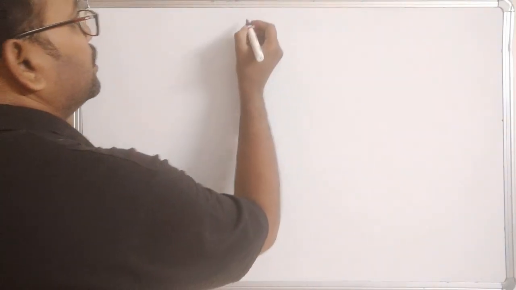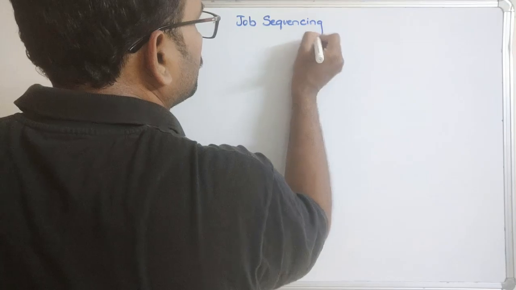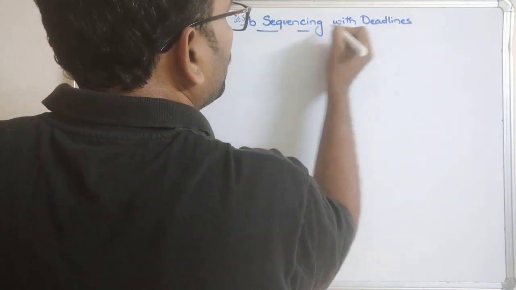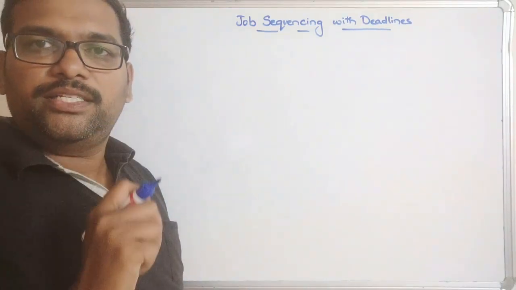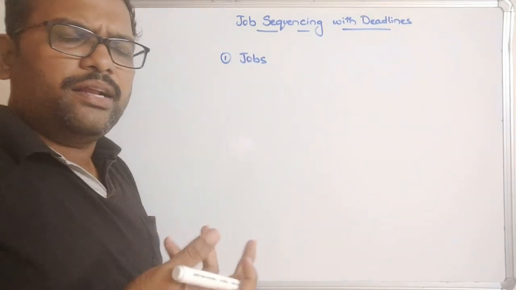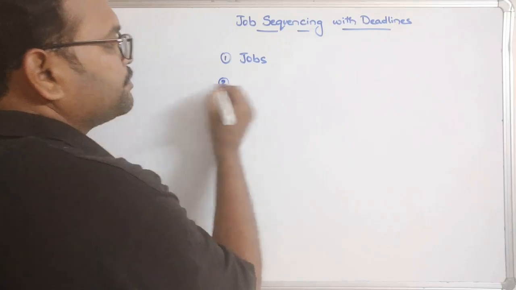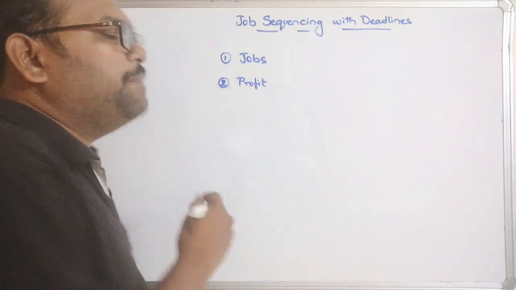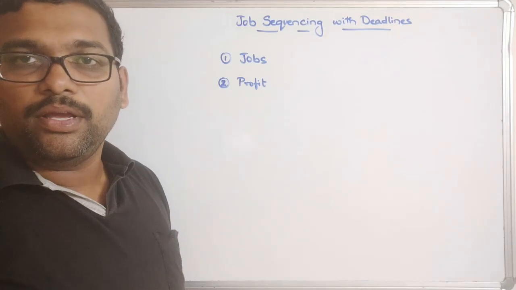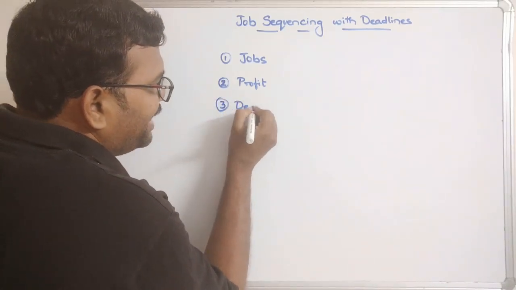So the problem is job sequencing with deadlines. Here you can understand from the name. Here we'll have, first, jobs, the number of jobs. We can consider them as processes we need to execute. The second one is profit. Profit means what we gain after completion of each and every job, or we can say it as a cost. And the third one is deadline.